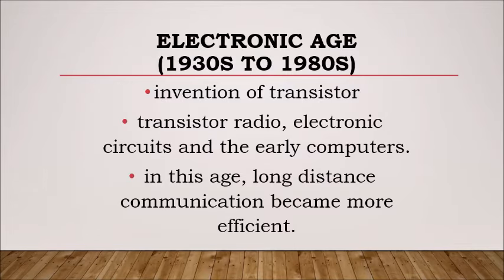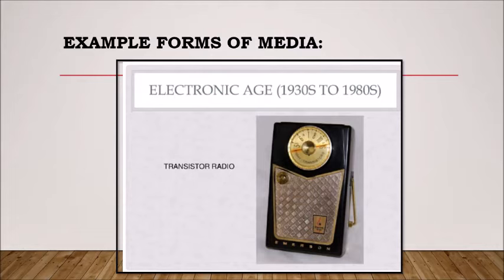Let's move on to the third important period in the evolution of traditional to new media, which is the electronic age, believed to have happened from the 1930s to the 1980s. It is the period where the invention of transistors happened: transistor radio, electronic circuits, and early computers. And in this age, long-distance communication became more efficient. Here are examples of forms of media during this age.